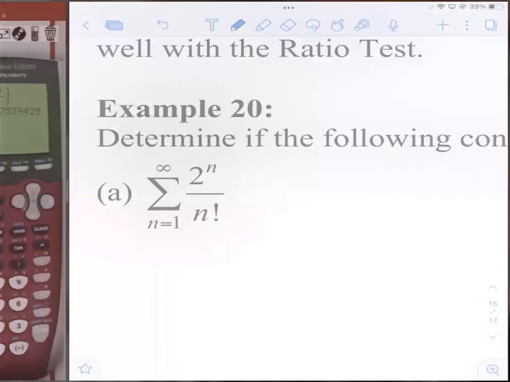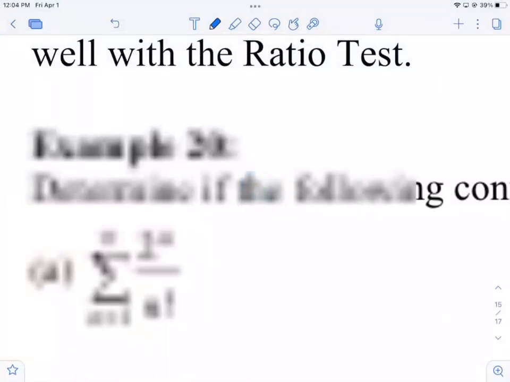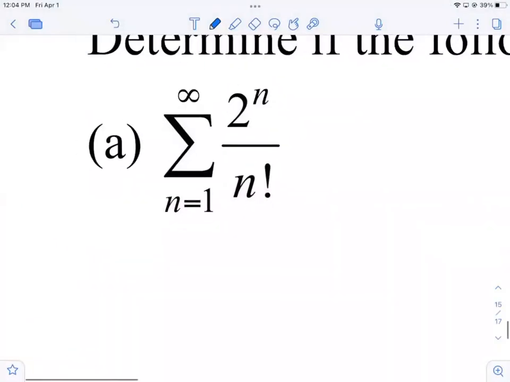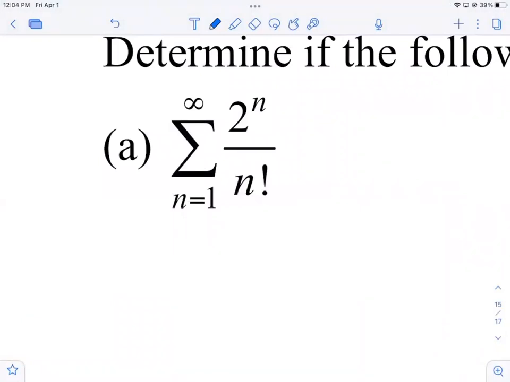Determine if the following converge or diverge. All right. We're staring at this and we're like, okay, it's an infinite series from 1 to infinity. It's a quotient of exponential to factorial. Now, let's do the nth term test. Do those terms go to 0? Yes, because n factorial grows faster than exponential. It's the king or queen of growth, right? So the terms do go to 0. So the nth term test is inconclusive.